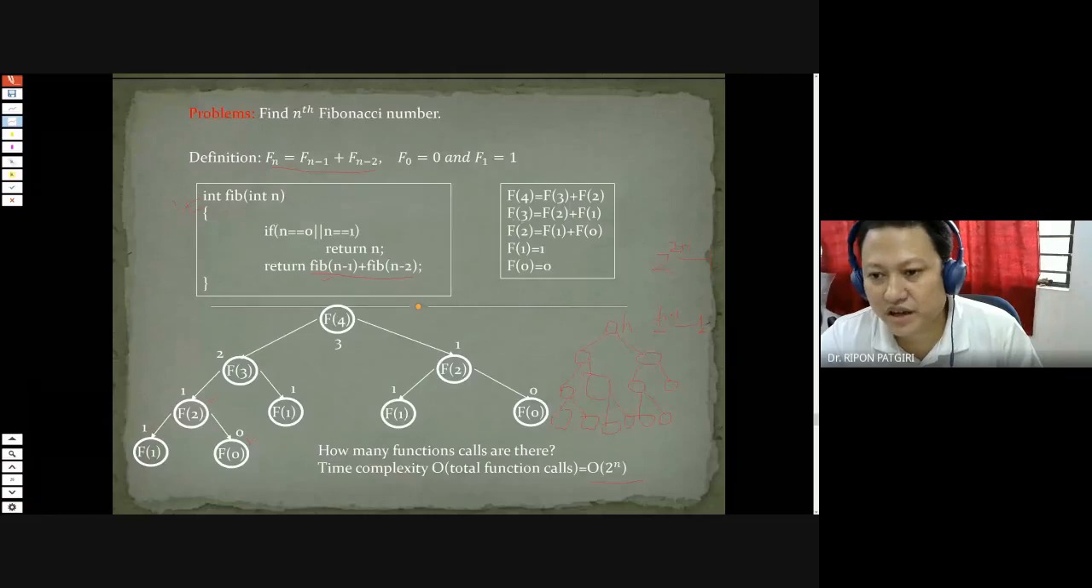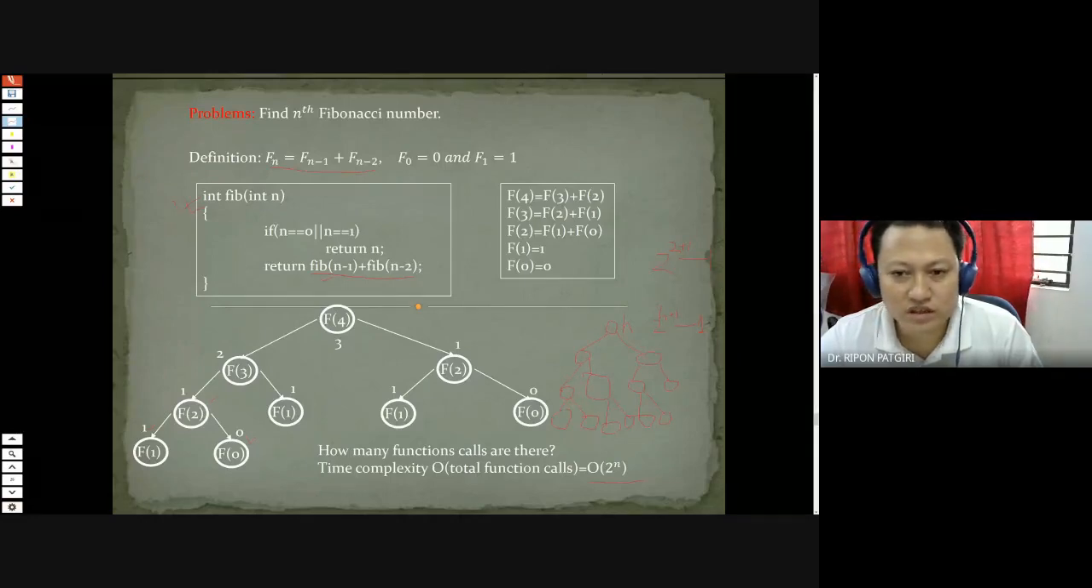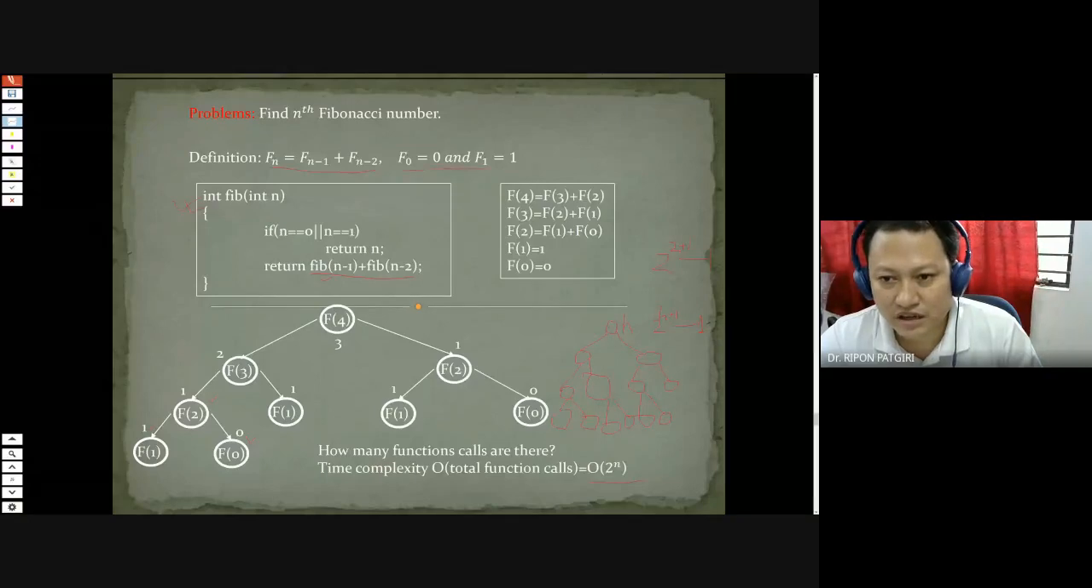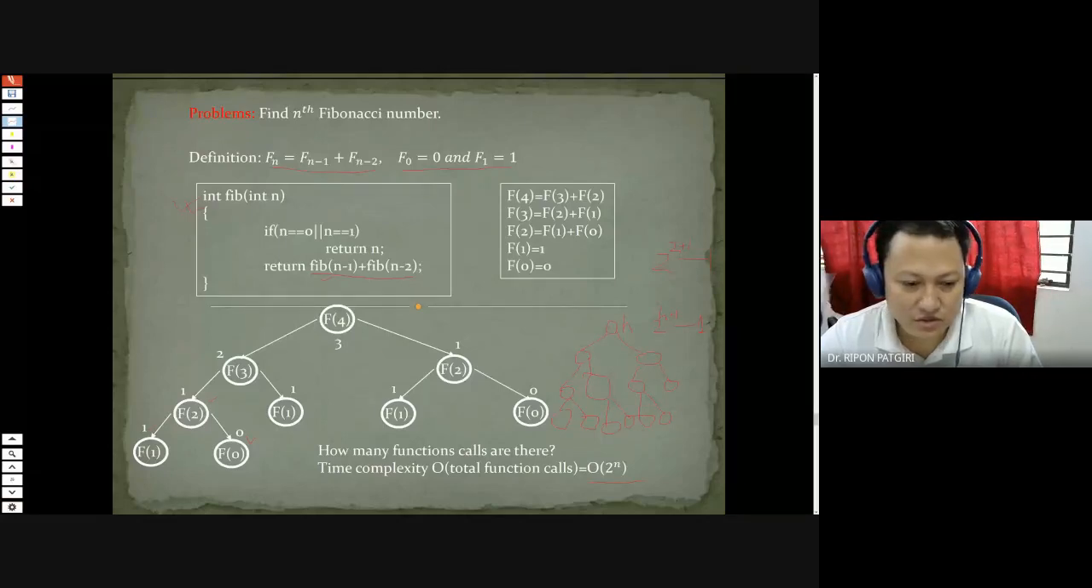What is f of 3? f of 3 gives f of 2 plus f of 1. What is f of 2? f of 1 plus f of 0. What is f of 1? We know that it is given by this formula: f of 1 is 1, f of 0 is 0. So f of 2 is f of 1 plus f of 0, which is 0 plus 1, so it becomes 1.